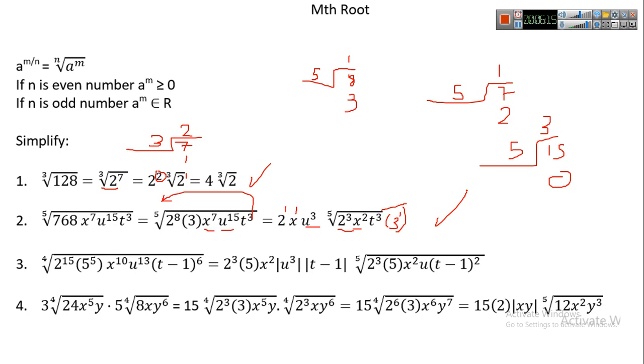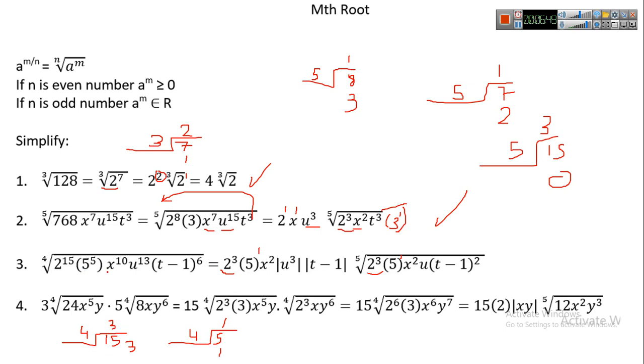If you take number 3, you divide 15 by 4. First of all, 15 divided by 4: the quotient is 3, since 12, and the remainder is 3. So you're going to put 2 cube outside and 2 cube inside. If you take 5, 5 divided by 4, the quotient is 1 and the remainder is 1. So you have 5 power 1 outside and 5 power 1 inside.